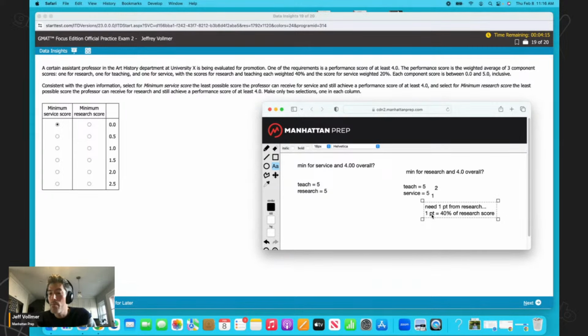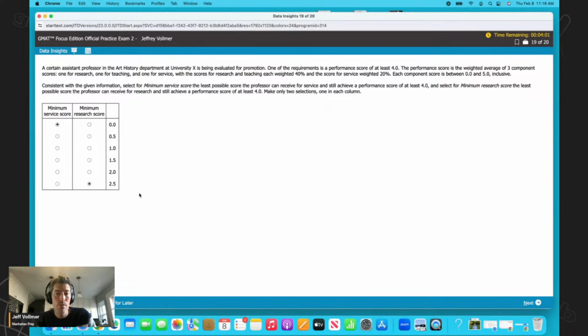And so 1 point is 40% of what? Right? 1 point is 2/5 of what? Well, multiply both sides by the reciprocal of 2/5, 5 halves, and you would get 5 halves is my research score, or 2.5. So I think the minimum research score I can get is 2.5. Again, 40% of 2.5 would be 1. And I can still do it.